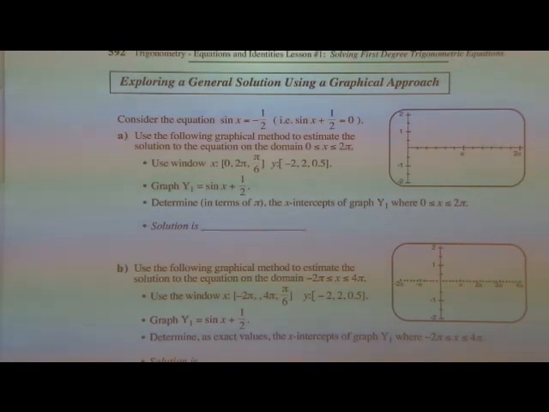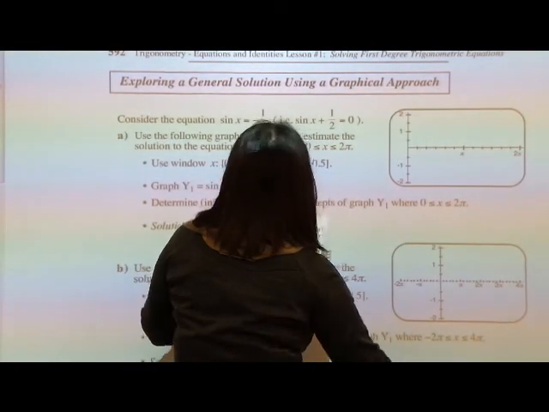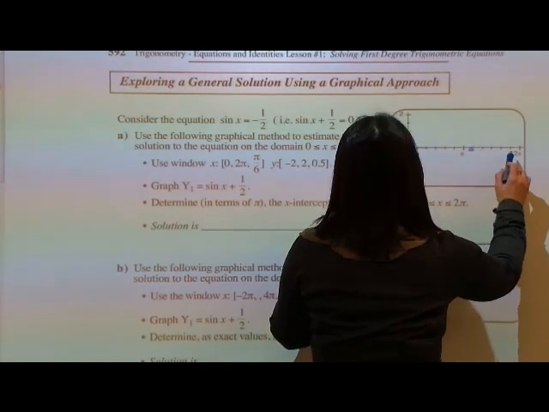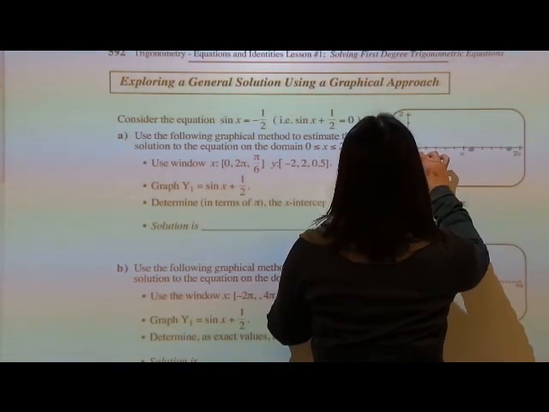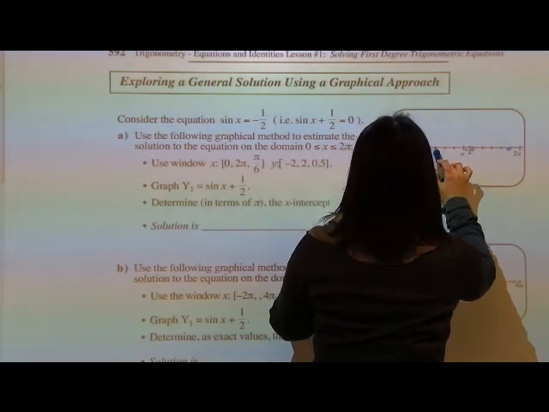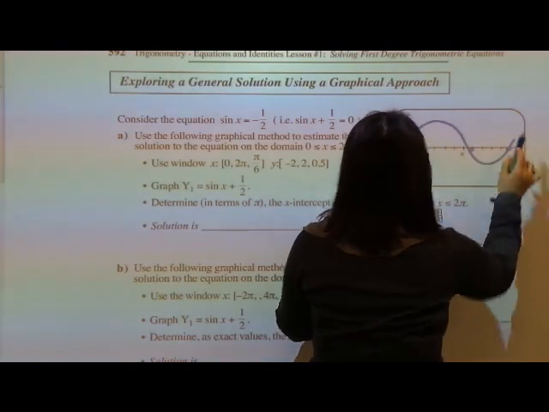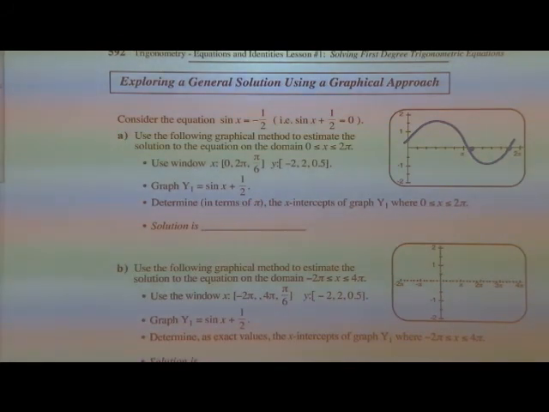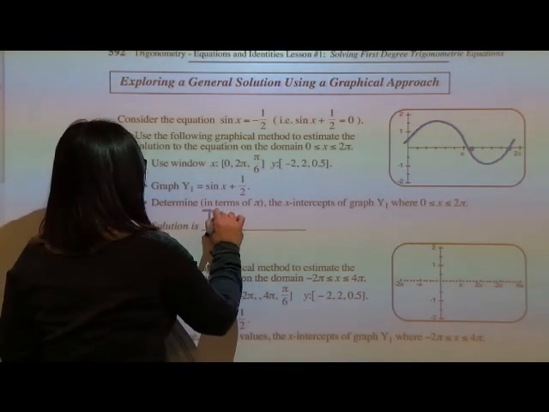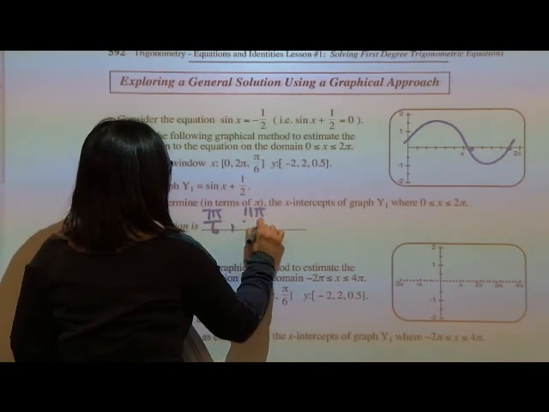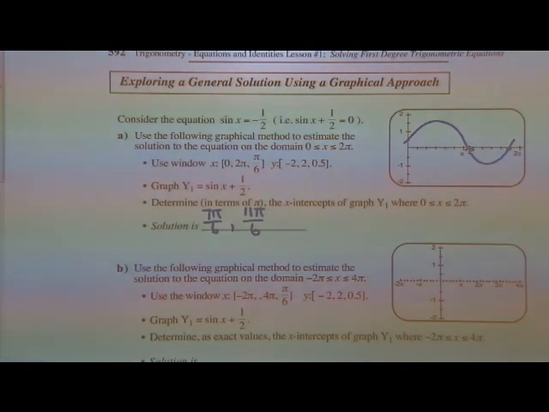Again, I'm going to give you a couple of minutes to work on that. When you graph this, you will get this graph that goes through at this point and at this point. It starts here. That seem about right? Those two intersection points are the 7 pi over 6 and 11 pi over 6. And by using pi over 6 as my scale marker, I can actually count that out.